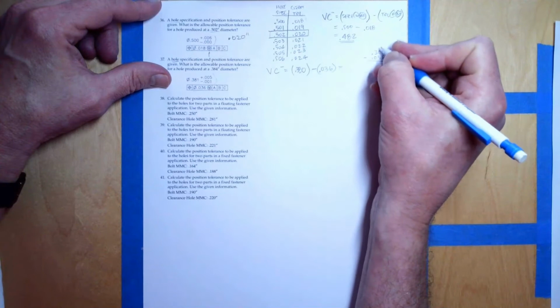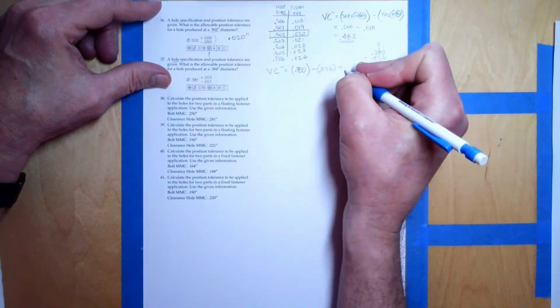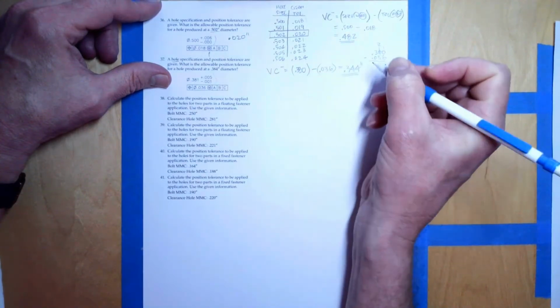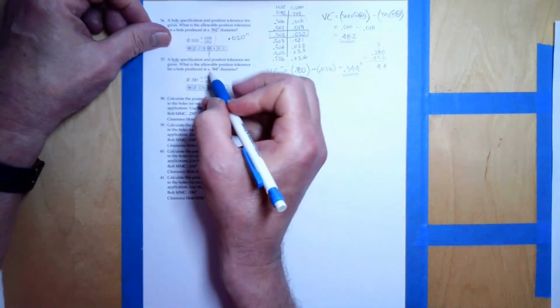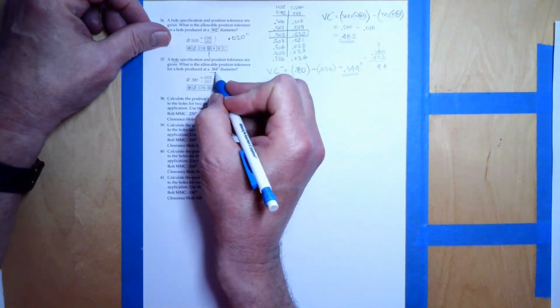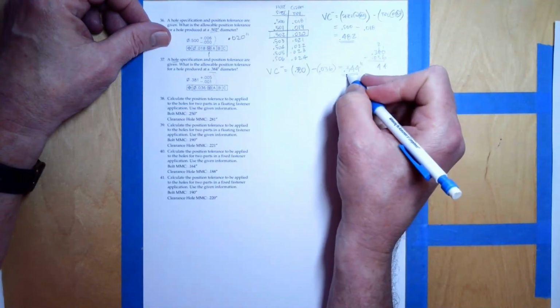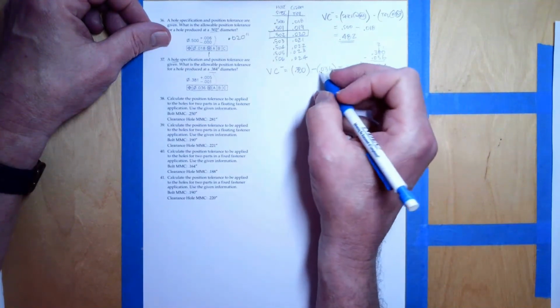0.036 minus 7, 10, 4, 0.344 inches. Okay, so that's the virtual condition size, 0.344. So the question is, what if we produce a hole at 0.384? Well, we know that 0.344, the virtual condition, is a constant through this range of sizes.